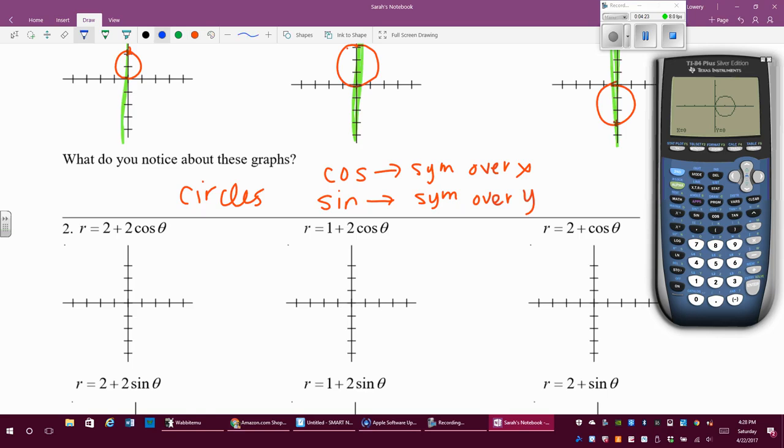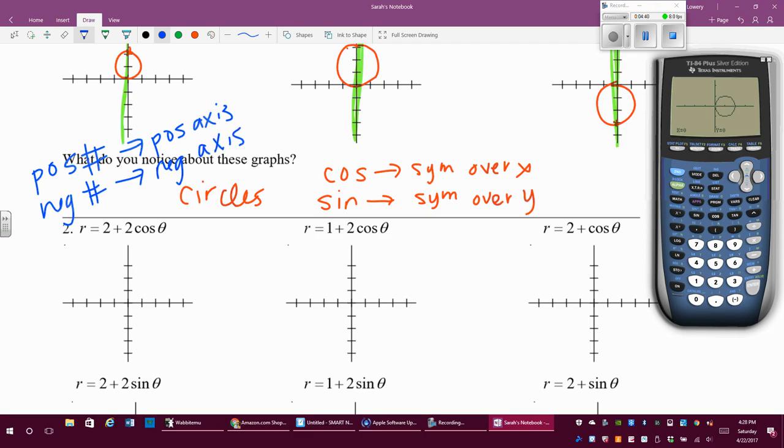The other thing I want you to know is that a positive number meant it went on the positive part of the axis, and that a negative number went on the negative axis.